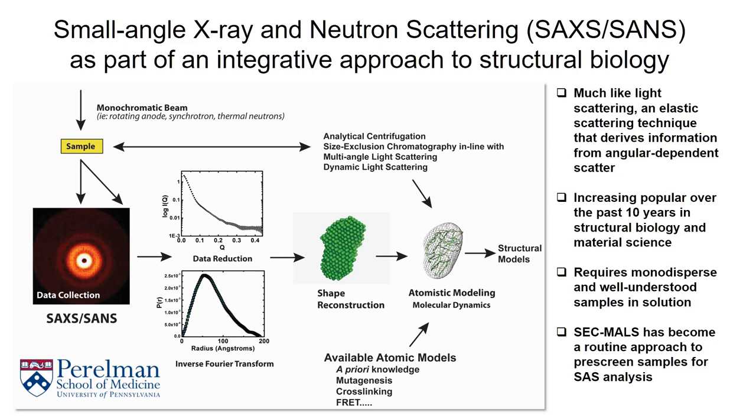This information can then be directly compared to and modeled with available atomic structures as a rigorous test of structure, conformational state, quaternary structure, and composition in solution. However, if a sample is not physically or compositionally monodispersed, for example, aggregated, a mixture of oligomers, or contaminated, the interpretation of these results is greatly compromised. This is where SEC-MALS has been critical to the growth and application of this technique.